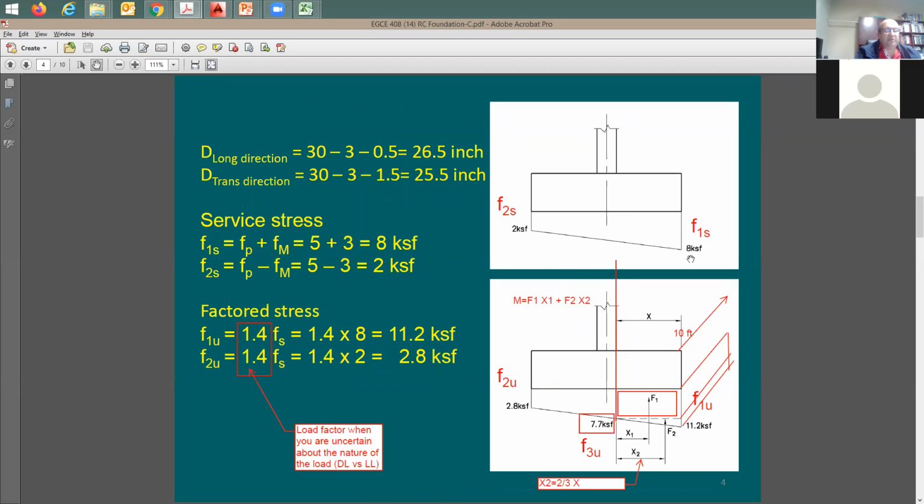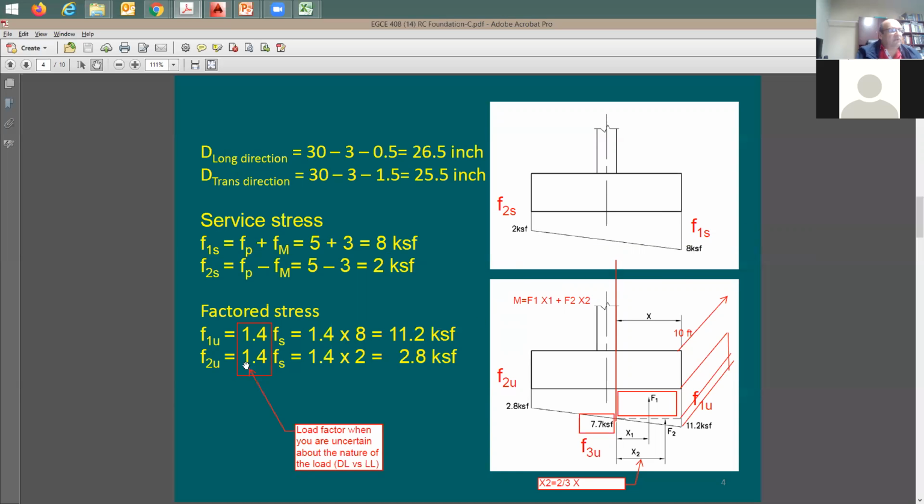And this pressure distribution, or if you like, call it stress distribution below the footing, is going to be for the service load, right? It's going to be the service stress. It's going to be 8 KSF on one side and 2 KSF on the other side, 1000 PSF.